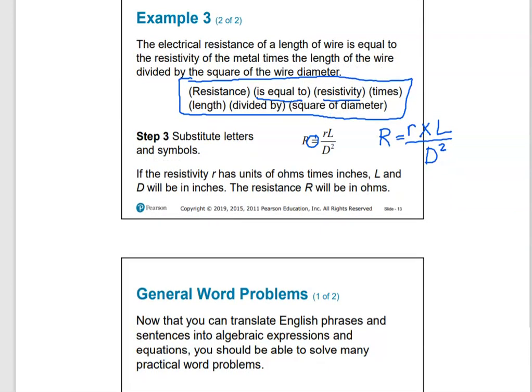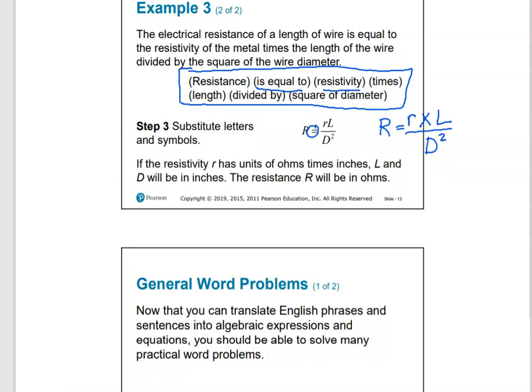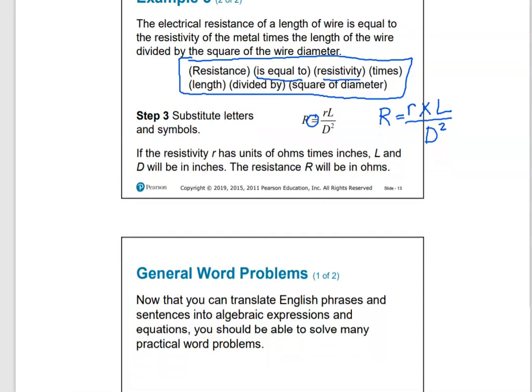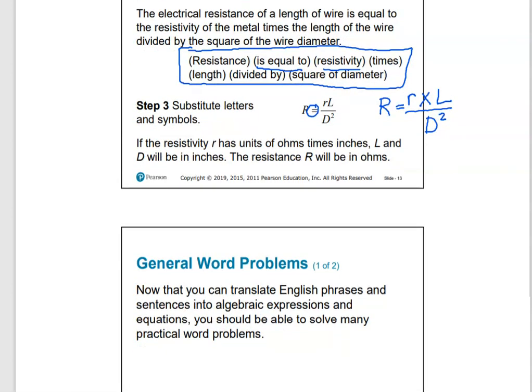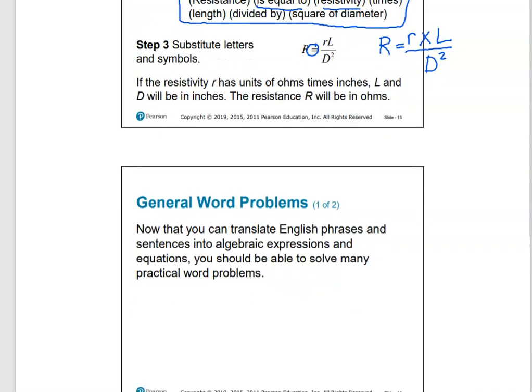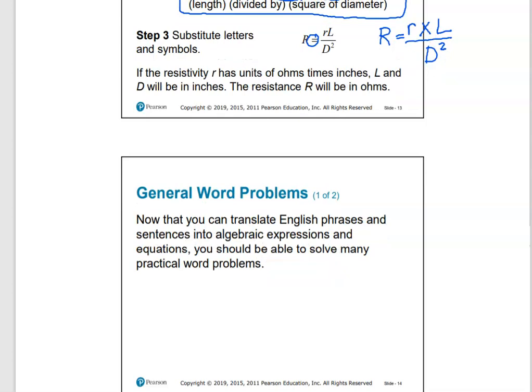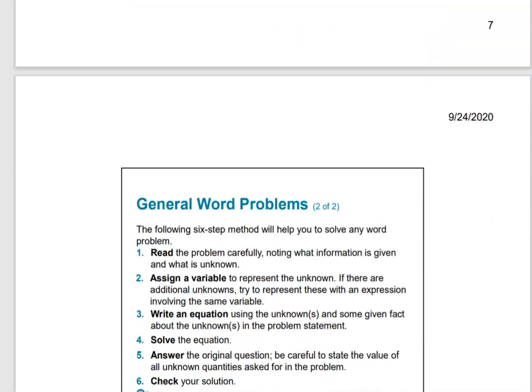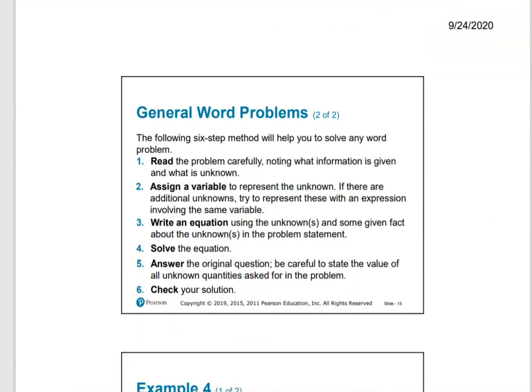Okay, if the resistivity, r, has units of ohms times inches, L and D will be in inches. The resistance, R, will be in ohms. Now that you can translate English phrases and sentences into algebraic expressions and equations, you should be able to solve many practical word problems. Okay, so here are some steps.